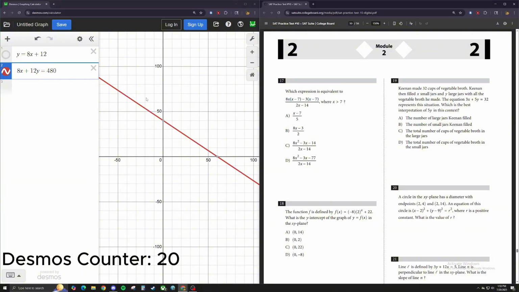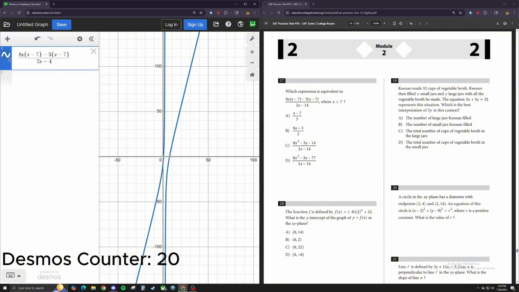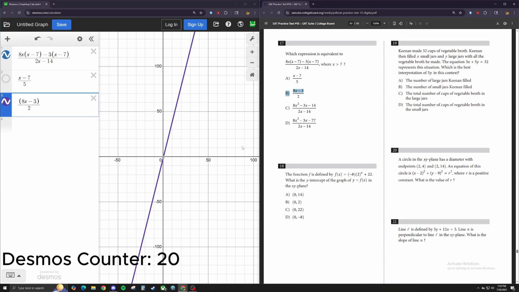Which expression is equivalent to this? Yeah, you could use Desmos for this too. Again, just type in everything that is given to you, and then type in your possible answer choices and see which ones line up on the exact same line. All right, so let's type in x minus 7 over 5, and that one does not match. Then you could say 8x minus 3 over 2. That one does match. So the answer is B.